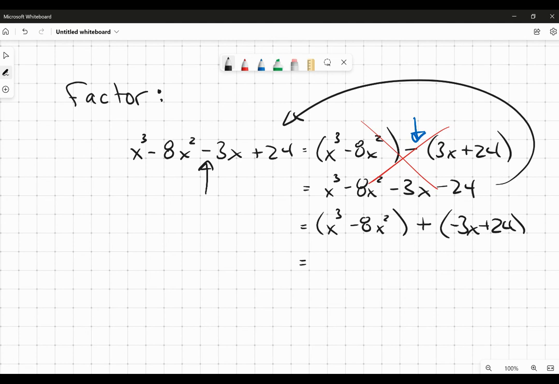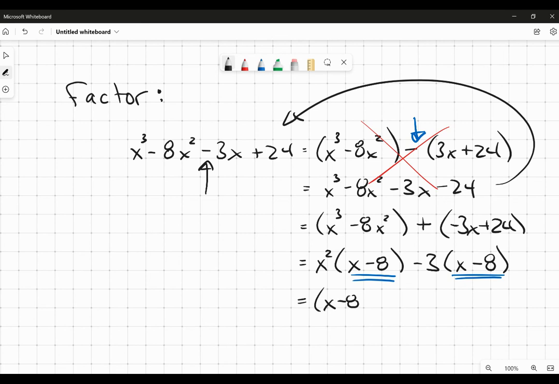Until you get really comfortable and you can start to skip steps, this is probably how you should be doing it. Then in the first set of parentheses, we're going to factor out that common x squared, and we're going to be left with x minus 8. And then here we're going to factor out a common 3. But bear in mind that I want it to look like this right here, if I can. That is my goal. So because it's positive x here, I'm actually going to take out a negative 3. And that's going to leave me with x minus 8. And that's exactly what I want, because now I see a common binomial to both of the terms here.